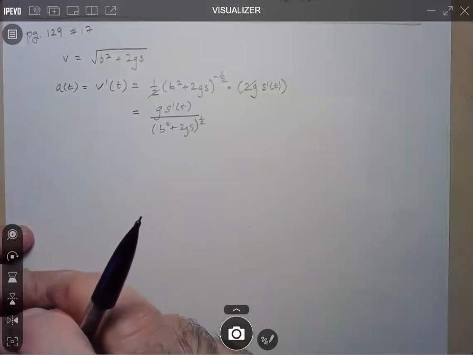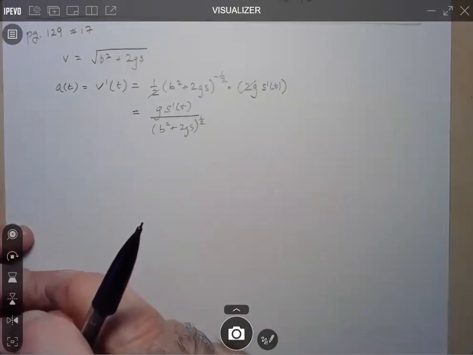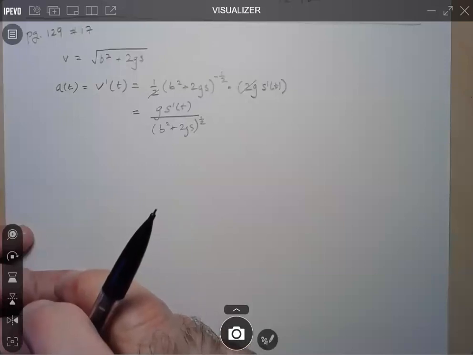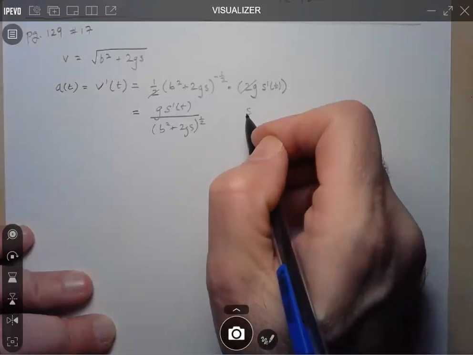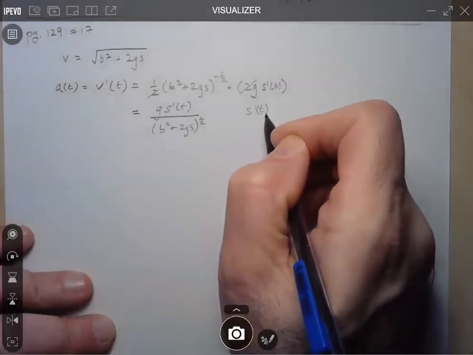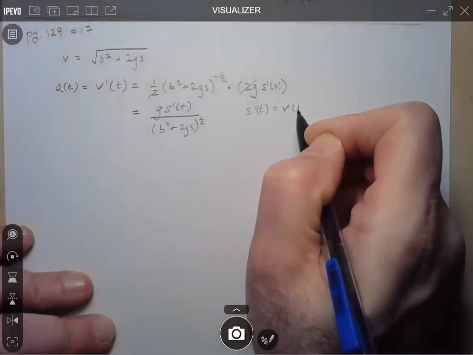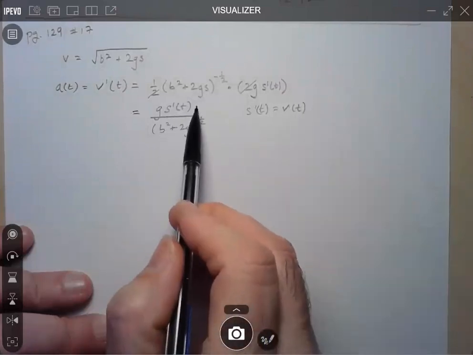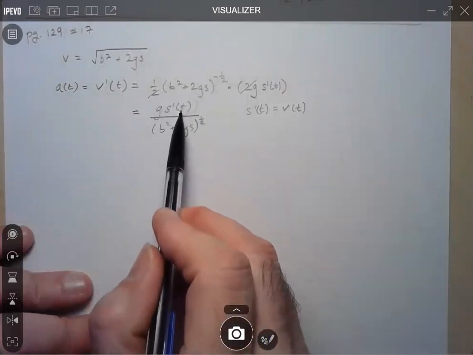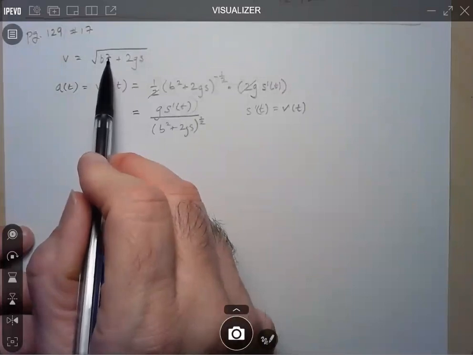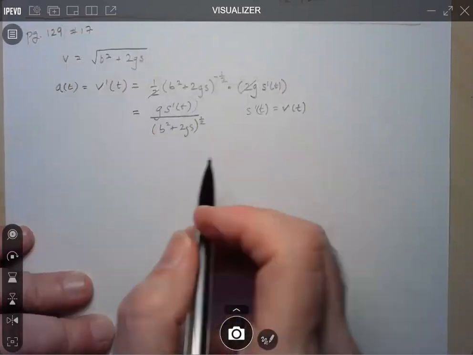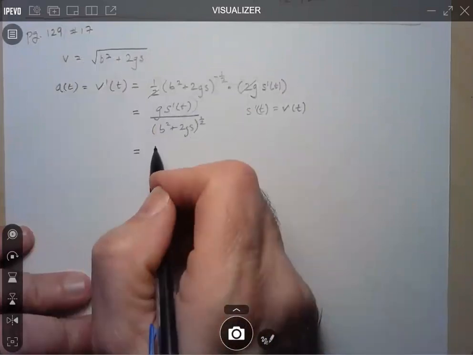What is the derivative of position with respect to time? Again, this is going to be the second easiest question I ask. Yeah, s prime at t is just equal to the velocity function. So in other words, this expression in the numerator can just be replaced by the velocity function. And I think now you're going to see what happens.